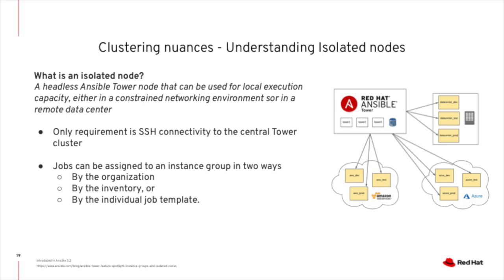Okay, so these two ideas of instance groups and isolated nodes were introduced in Tower 3.2, right? So depending on which version of Tower you're running, these features may or may not be available. And again, with AWX, you're going to get the latest and greatest, right? So it's going to be latest and greatest, but it's also going to be whatever the community is providing.